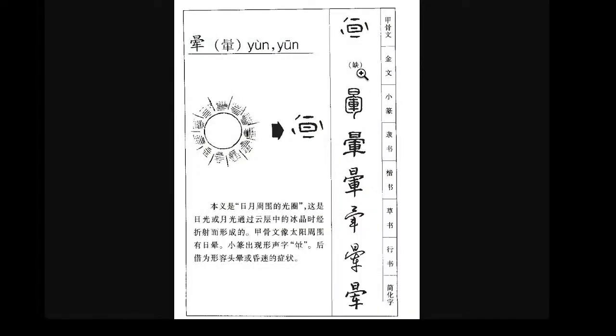Now let's take a look at the character. So here you can see the original character. One of the meanings is the glow around the sun. That's called yun. And this meaning still exists, but you have to pronounce it as yun. Yun means 日晕, the glow around the sun. 月 has 月晕, it's the same thing, the glow around the moon.